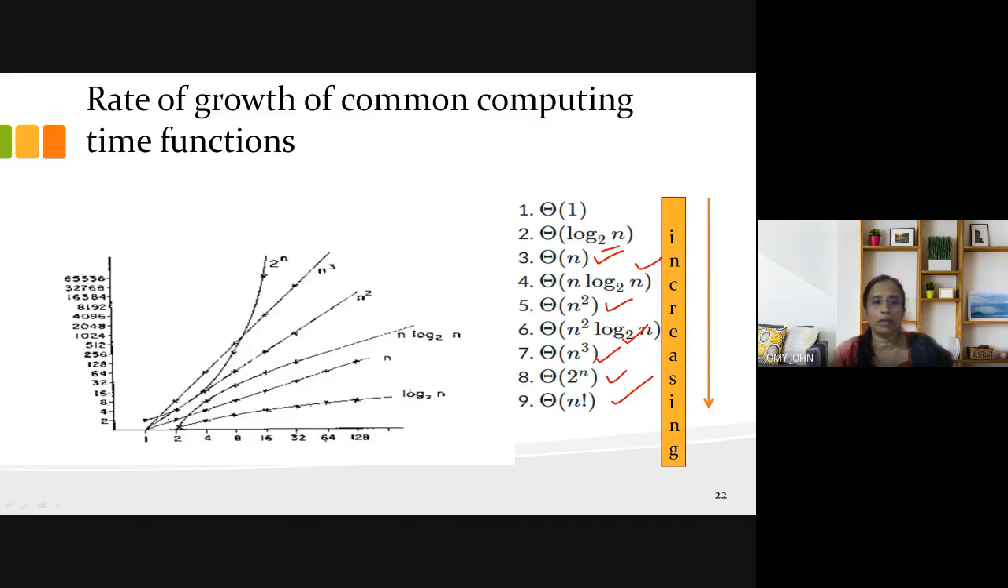You may be remembering this. This is n. It grows with n. When n equals 4, the answer is 4. n equal to 16, answer is 16. n equal to 32, answer is 32. n equal to 128, answer will be 128. That is order of n.